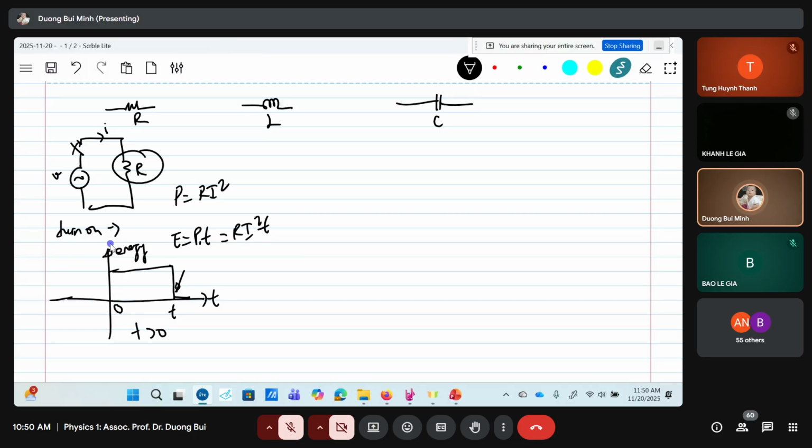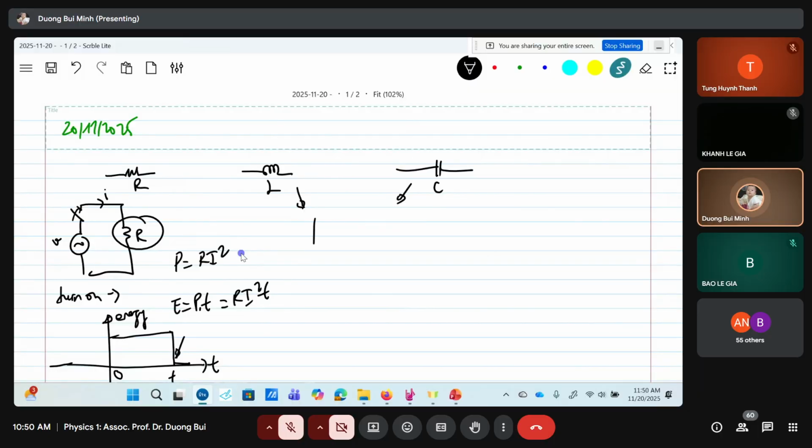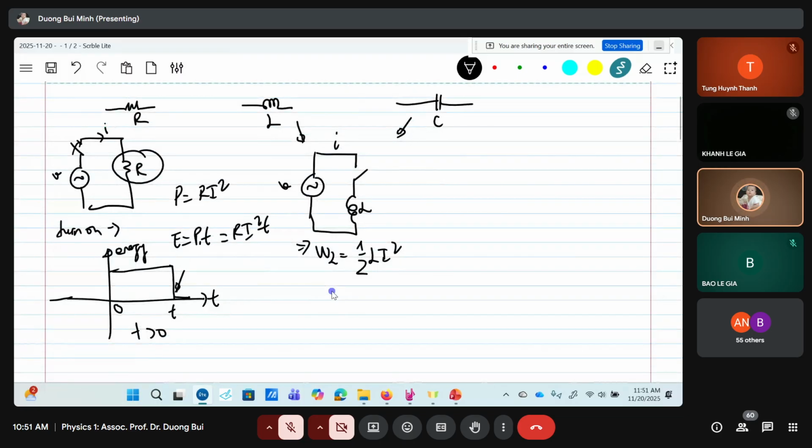But now for inductor or capacitors, we have stored energy, right? If we have the voltage and we have this switch here, and here we have an inductor, L, V, and I, we can calculate the energy stored in the inductor. This is W_L. W_L is 1 over 2 L I square. This is the energy stored in the inductor, right? 1 over 2 L I square. Is that correct?